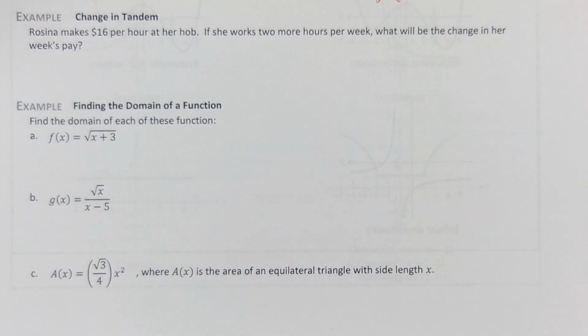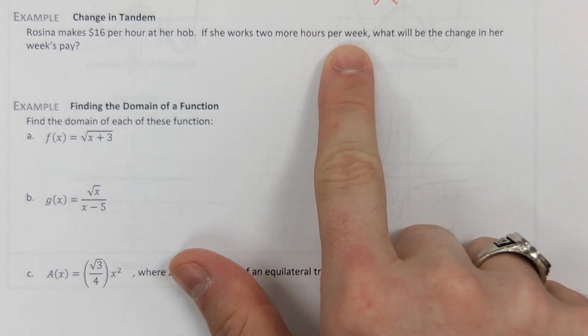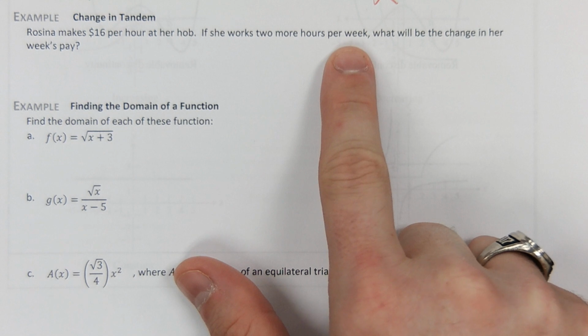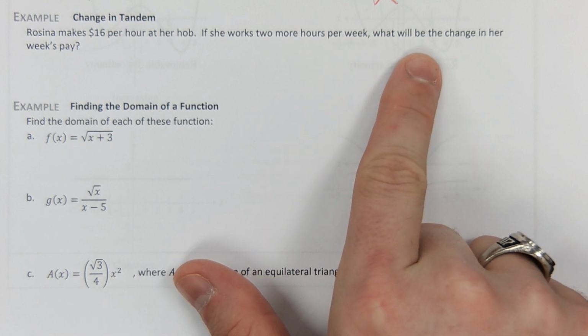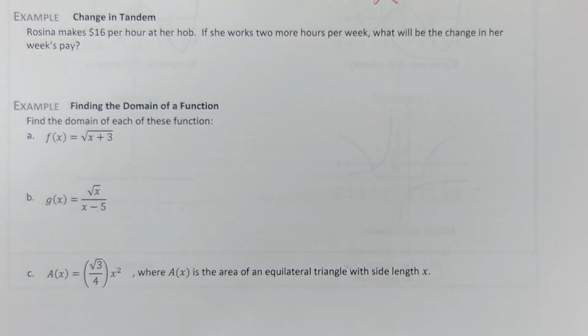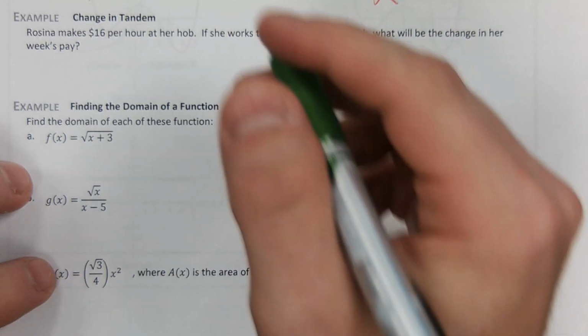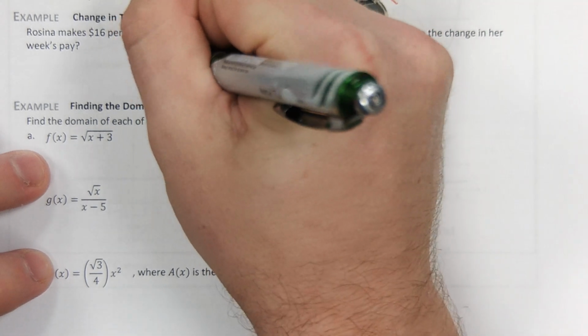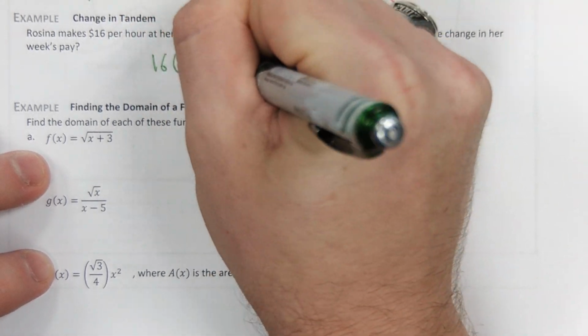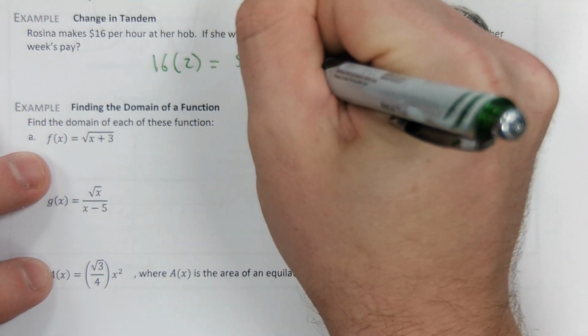It's pretty obvious. If she works 2 more hours, and I'm looking for hands because I'm trying to learn names, what will be the change in her week's pay? Adi? She'll get $32 more. She will earn $32 more, and I might as well write in green since we're talking money. It was very, very easy, but it's 16 times 2. She worked 2 more hours, so she earned an extra $32.